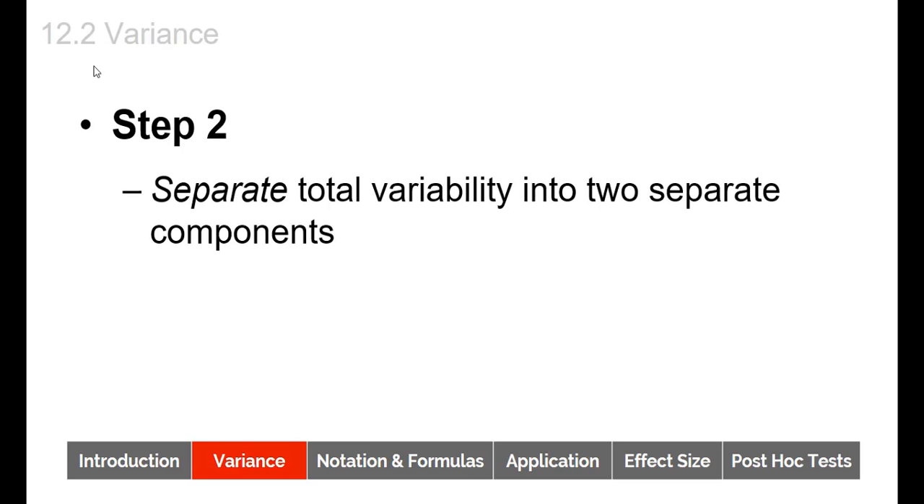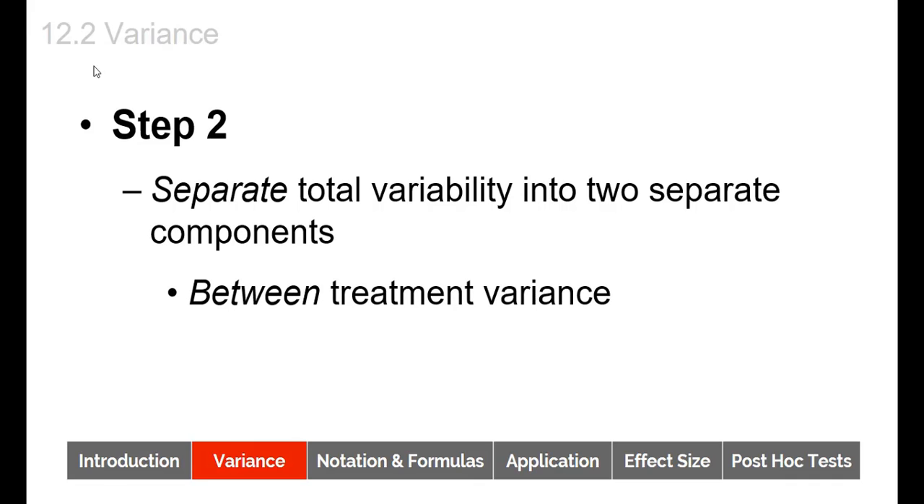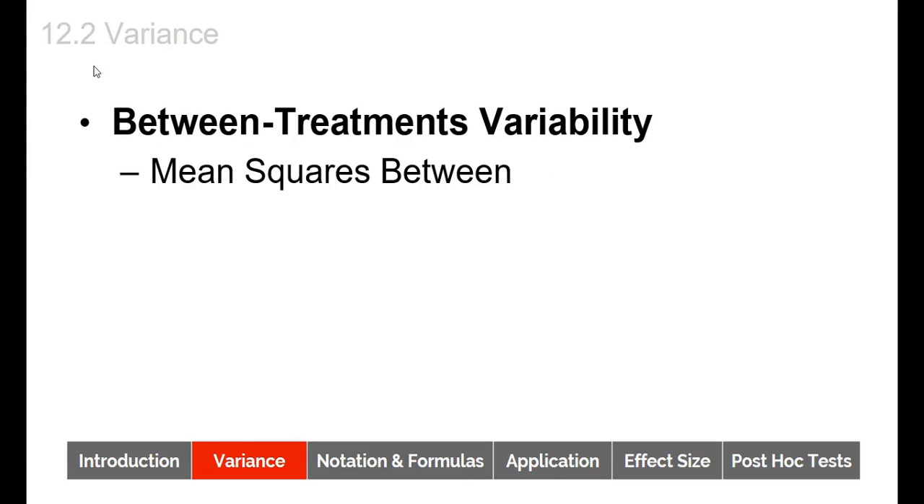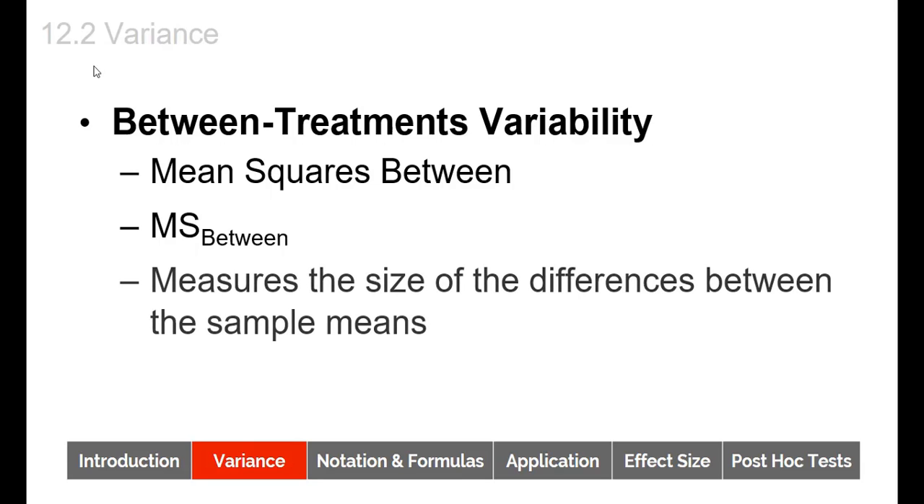Step 2 is to separate this total variability into 2 separate components. The first component is called between treatment variance. This is the variance between the groups. And then we have something called within treatment variance. This is the variance you see within each individual group. So between treatments variability, we call this the mean squares between. That's the verbiage that we're going to use. And this is the notation that we're going to use for mean squares between. And this is going to measure the size of the differences between the sample means.